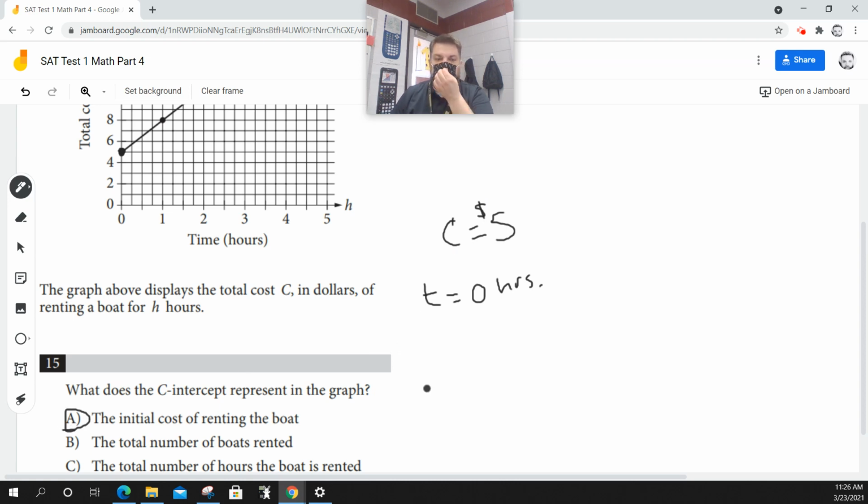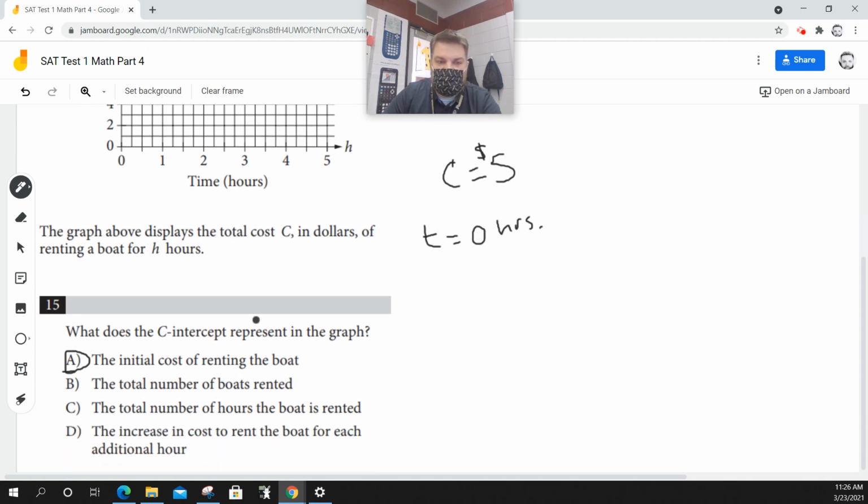That's that simple. Is it the total number of boats or total number of hours the boat was rented? No. Is it the total number of hours the boat was rented? No. Or it says total number of boats. Was it an increase in cost to rent the boat for each additional hour? No. It was the initial cost of the boat.